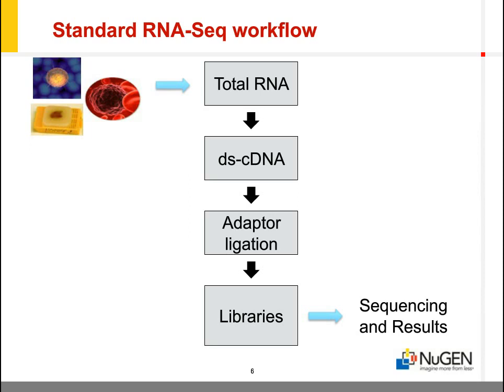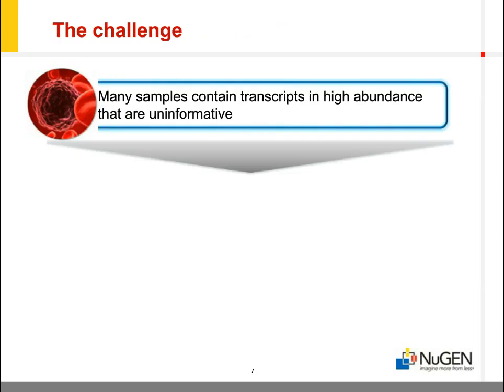RNA-seq is rapidly becoming a standard experimental approach in biological research to answer a number of basic questions. The RNA-seq workflow starts with RNA isolation from a variety of sources and sample types. The isolated RNA is converted to double-stranded cDNA and ligated to specific adapters to generate libraries ready for sequencing. RNA-seq, however, still presents some challenges.